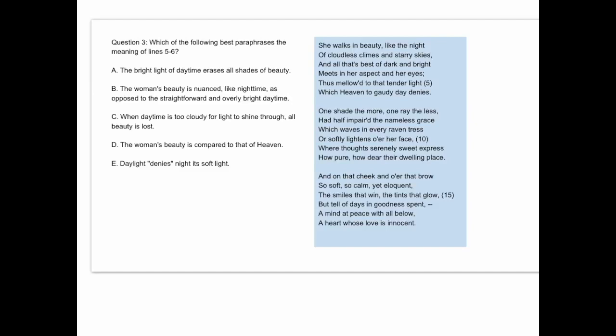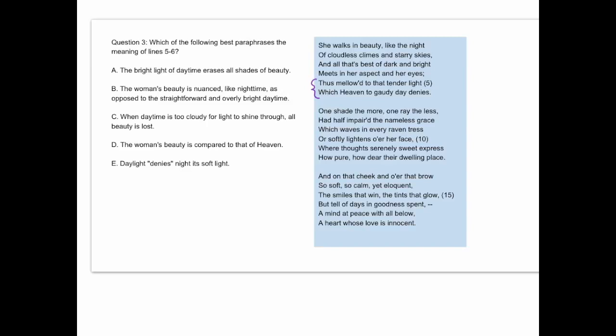Question 3. Which of the following best paraphrases the meaning of lines 5 and 6? So we can read through this stanza to get the drift of these final 2 lines, 5 and 6. She walks in beauty like the night of cloudless climes and starry skies, and all that's best of dark and bright meets in her aspect and her eyes, thus mellowed to that tender light which heaven to gaudy day denies.